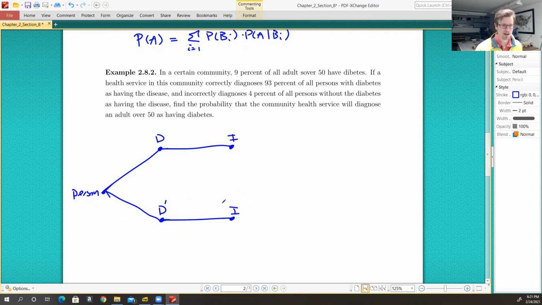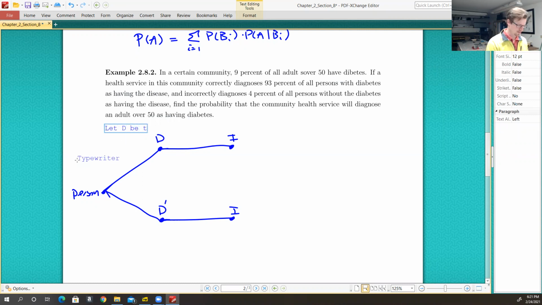So the tree diagram I find to be quite helpful. So I'm going to continue providing that for our examples, or at least this one. So before we go too far, let's make sure that we're all on the same page. We want to let B be the event that a person over 50 is diabetic.